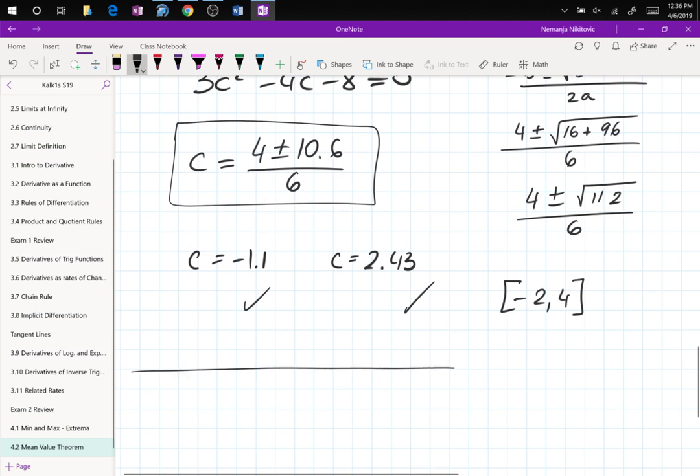Let's find another c that is maybe something with trig. Oh, it didn't work out because this was a Rolle's theorem. Okay, fine. Let's see something with f of x equals ln 2x on interval 1 to e.